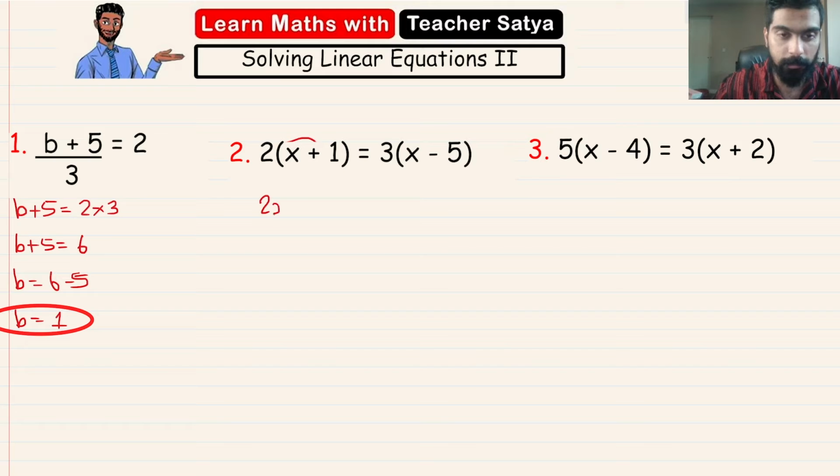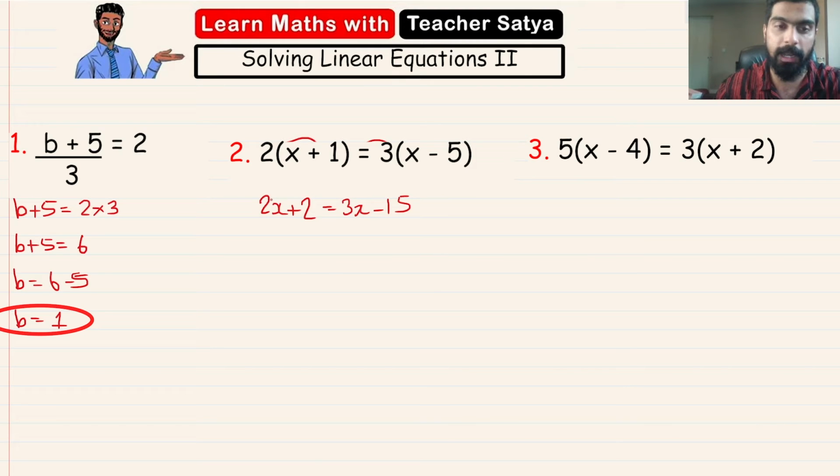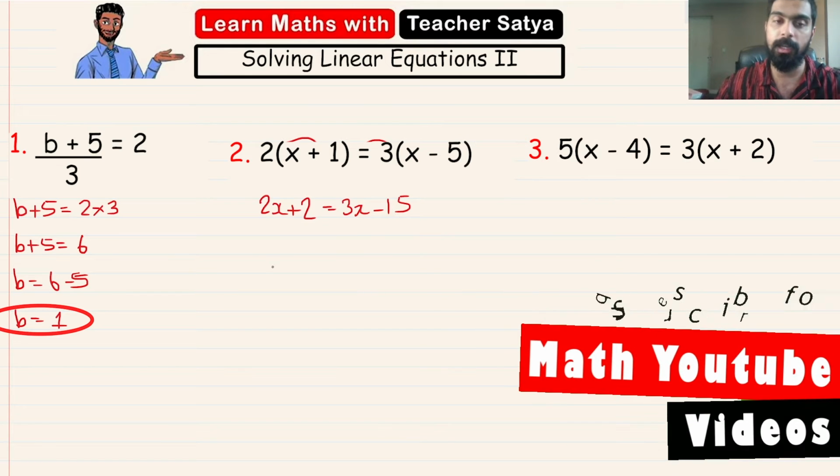So we have 2 times x is 2x, plus 2 times 1 is 2, is equal to 3 times x is 3x, and 3 times negative 5 is equal to negative 15. Alright guys, now it's pretty simple. Now what we're going to do is keep the variables together on one side and the numbers on one side. So first I'm going to transpose this 2x to the right hand side because 3x is greater than 2x, right? And I'm going to transpose this negative 15 to the other side.